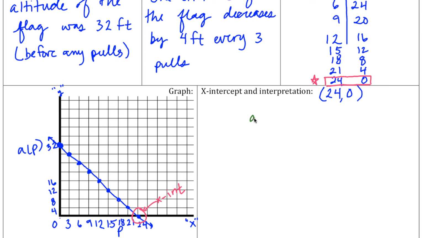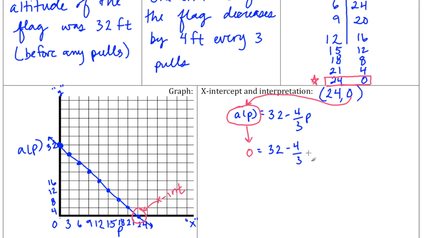Well, I'm going to write one of my equations. A of p equals 32 minus 4 over 3p. Now remember, my x-intercept will be when the flag hits the ground, well, shouldn't hit the ground, but if it hits the ground. So when the y is 0, when the dependent variable is 0. So I'm going to change this. This goes right here. We're going to make this A of p 0 equals 32 minus 4 over 3p.